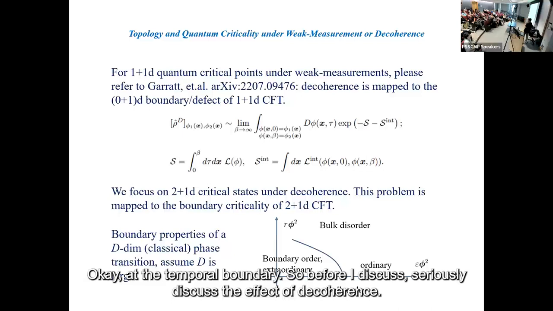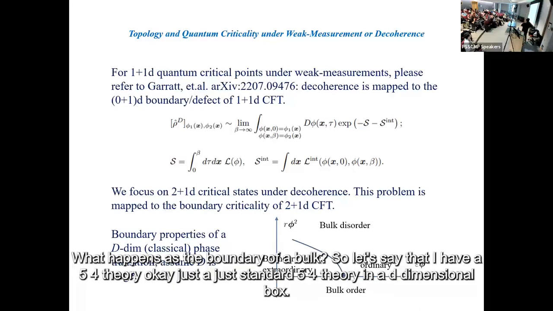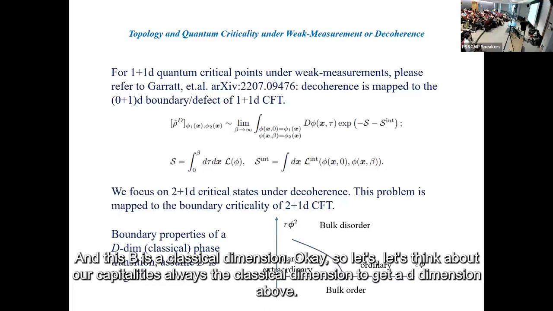So before I seriously discuss the effect of decoherence on the O(N) Wilson-Fisher fixed point, let me review some basics about boundary criticality. What happens at the boundary of a bulk critical point? Let's say I have a phi^4 theory, just a standard phi^4 theory in a D-dimensional bulk. This D is the classical dimension; capital D is always the classical dimension.